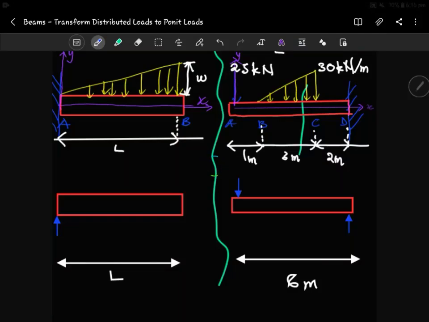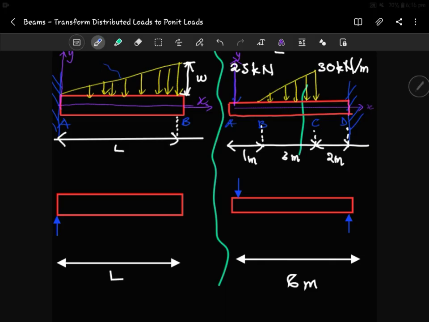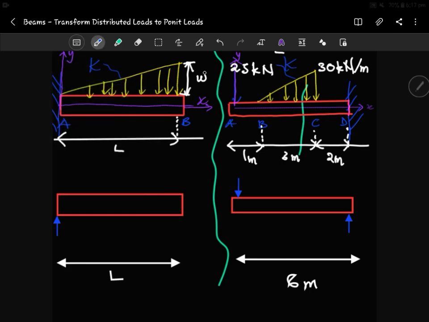So then again, we are trying to transform a distributed load, in this particular case a linearly distributed load, to a point load, right? A common representation of the linear distributed load is a key, right? I'm just going over this real quick. Usually we use the symbol for uniform distributed loads to describe a linear distributed load, right?